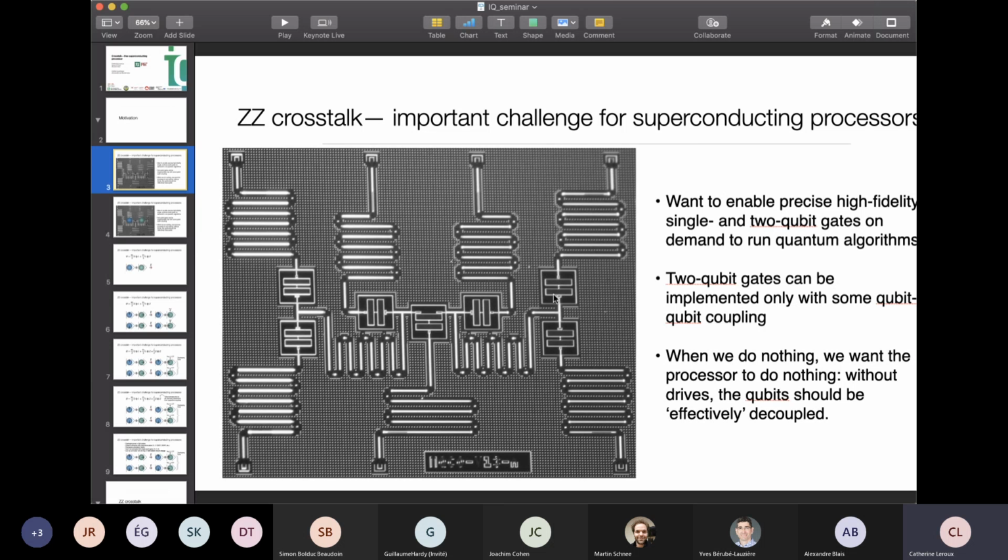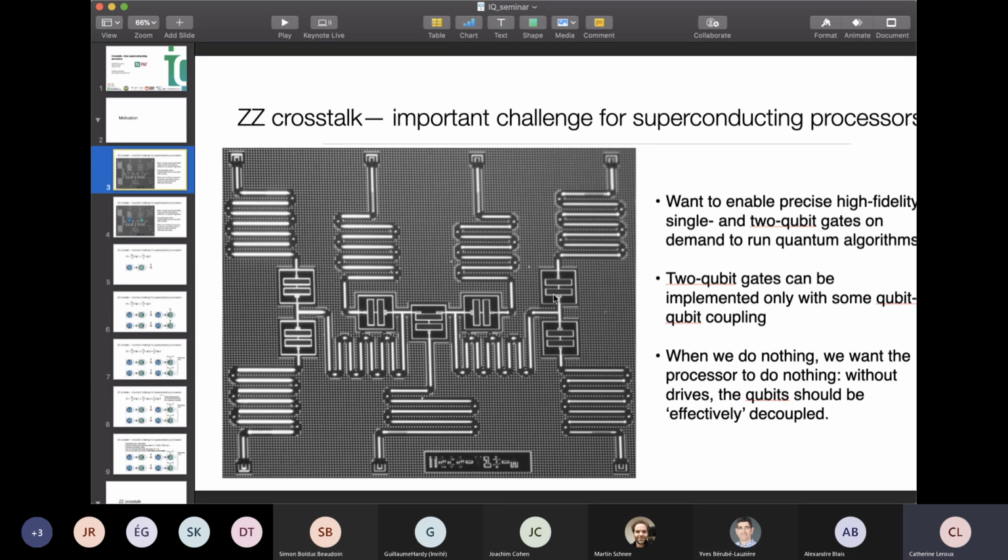You want sufficient connectivity, but you have to do it in a smart way because there are a few problems that arise from having all-to-all connectivity. There is, of course, frequency collisions. There is the fact that if you drive one qubit, there is still crosstalk, and you're possibly going to induce transitions in other qubits. So there's no screening by having all-to-all connectivity.